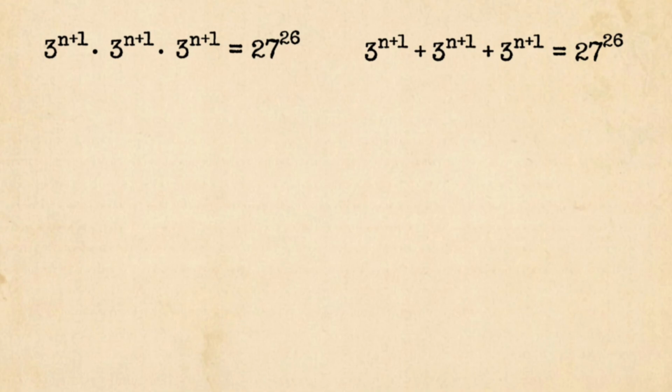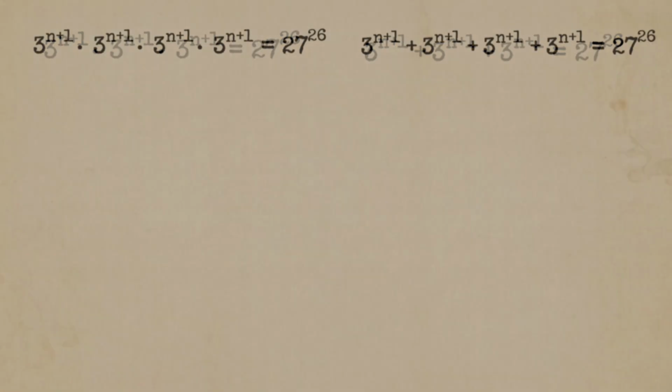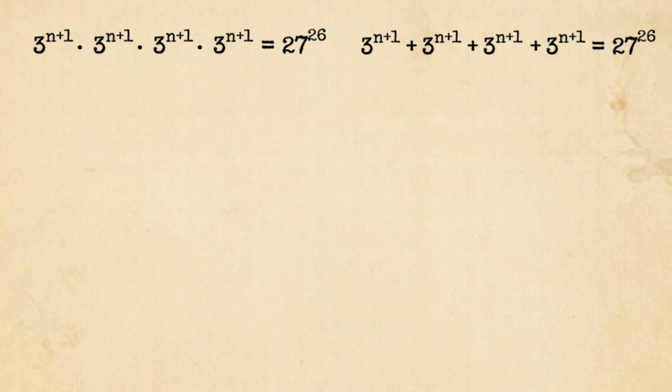These two equations look incredibly similar. They use the exact same bases and the exact same exponents, but changing just one operator from multiplication to addition completely changes the path to the solution. And what happens if we add just one more term to the mix? Let's unpack the hidden mechanics of exponents.